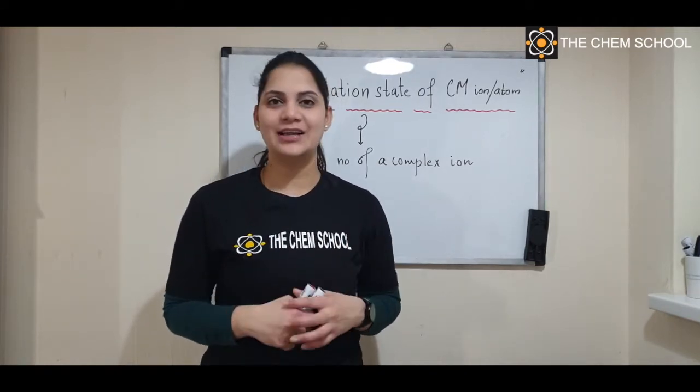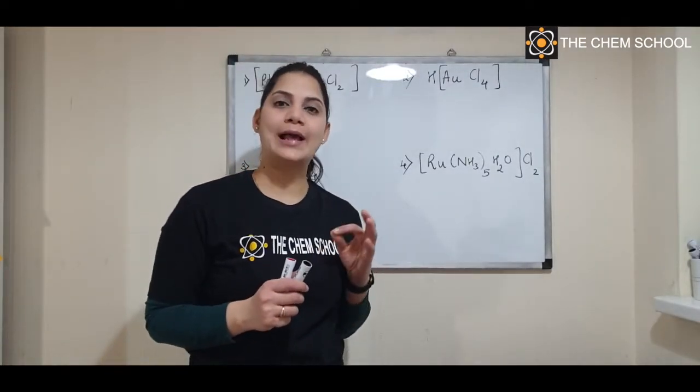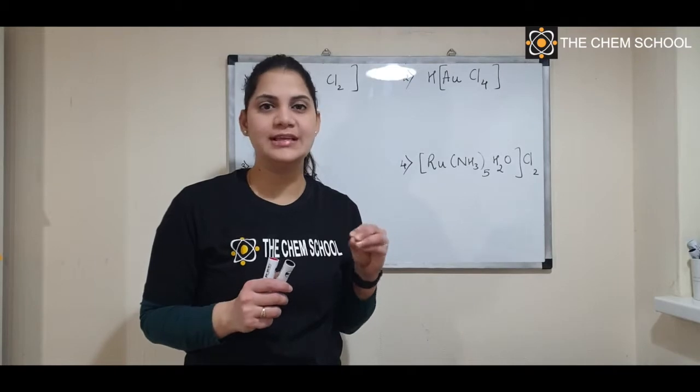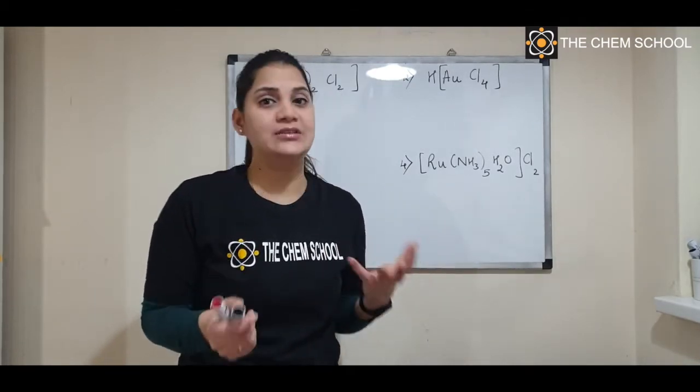So let's get started. Here I have taken 4 examples and we are going to calculate the oxidation state of the central metal atom or ion. So the key is to find out the central metal atom.